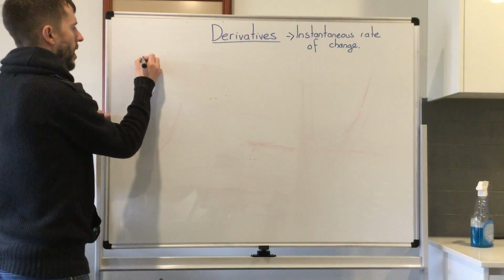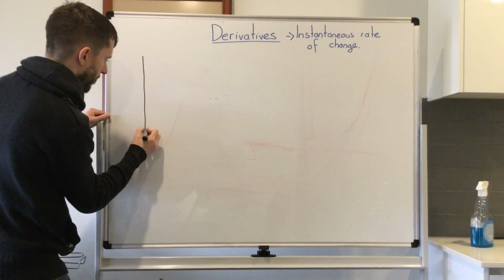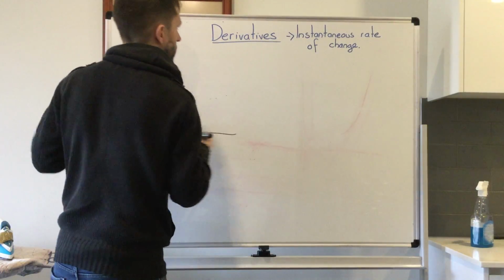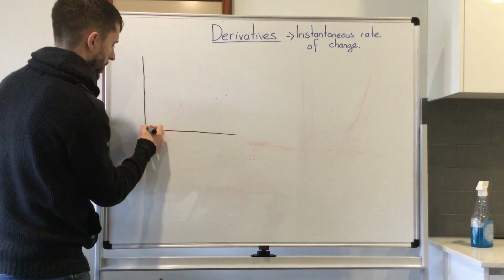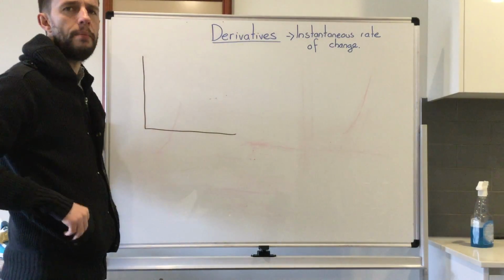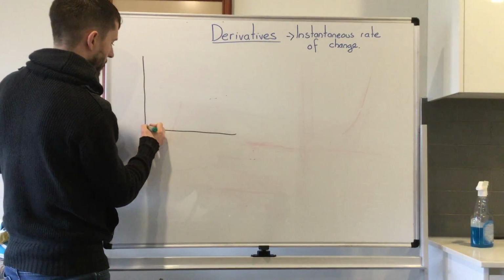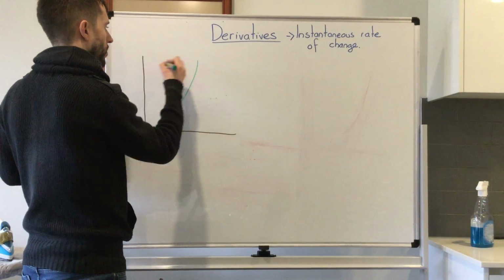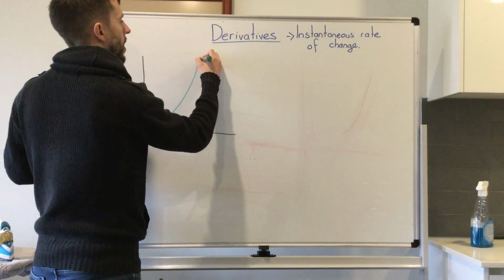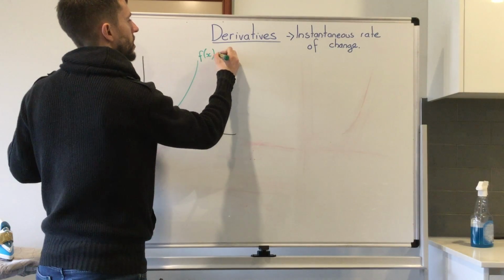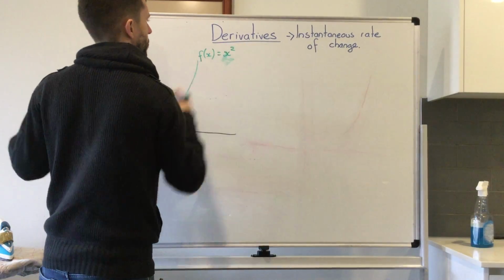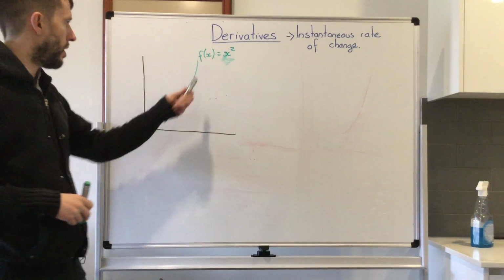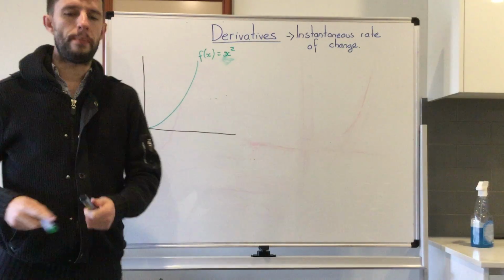So to start off, I'm just going to draw a graph. Nice and simple graph. This is my function y, so my function is x squared. So that is half of my parabola.